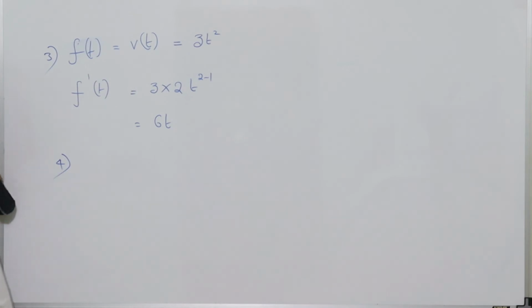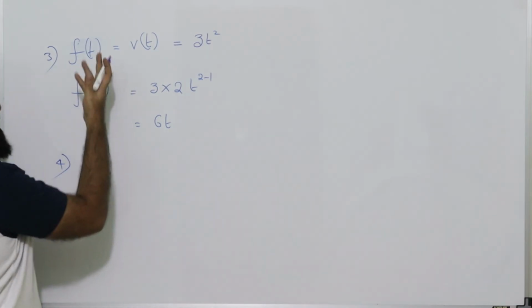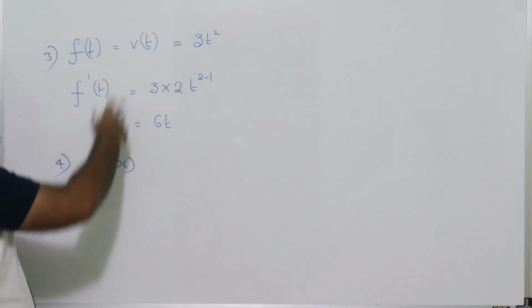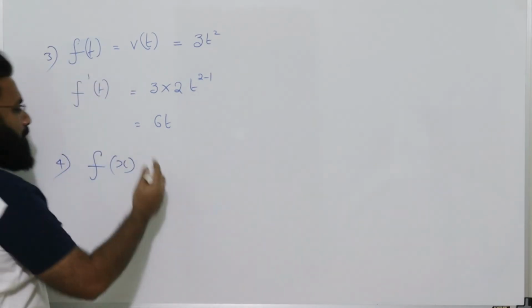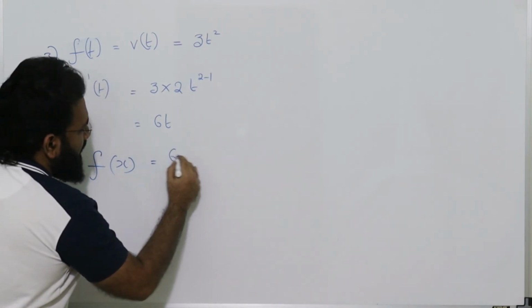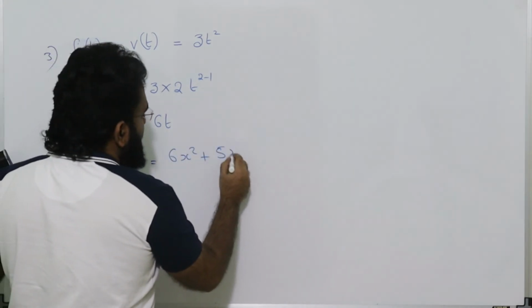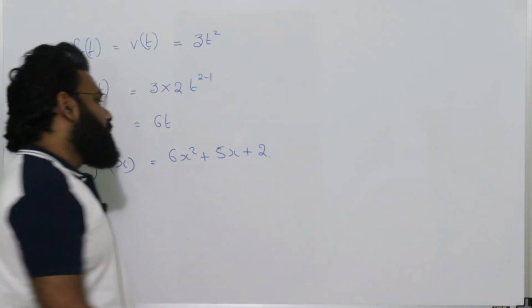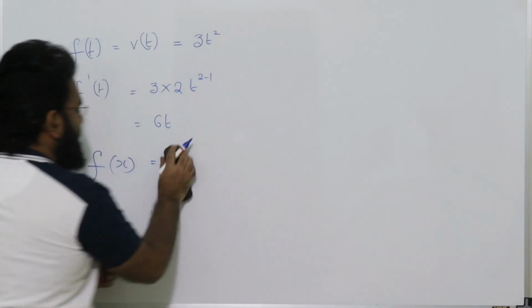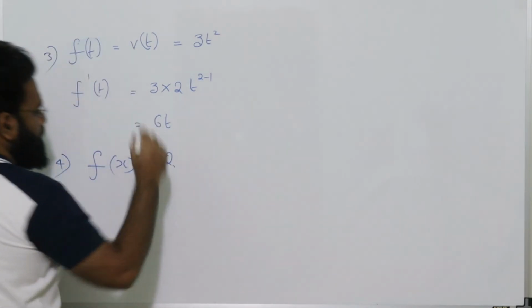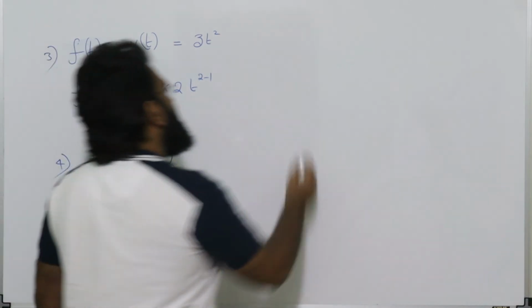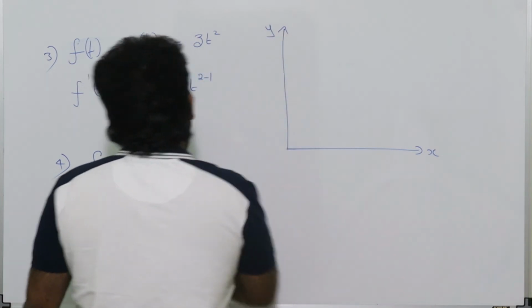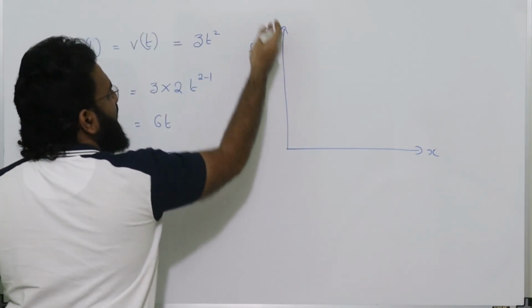So another example. Suppose we get f of t. If I write f of x, it means the function varies with x. F of t means the function varies with the time t. F of x is equal to 6x square plus 5x plus 2. Okay, leave this. Before that, we will do it like this. F of x equals 2. What is f of x equal to 2 actually? If this is x, this is y, then this y is nothing but f of x.